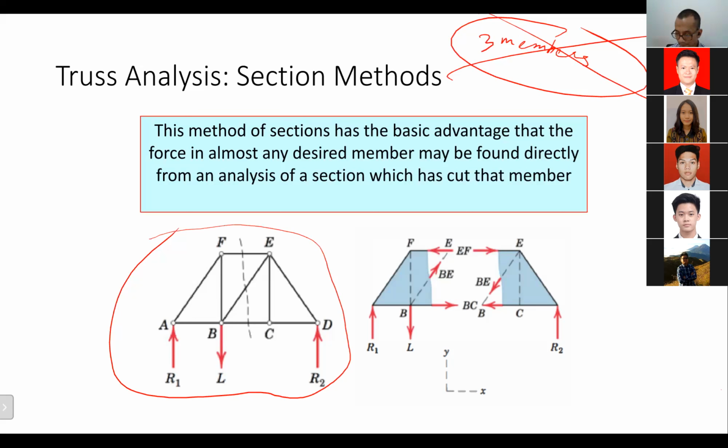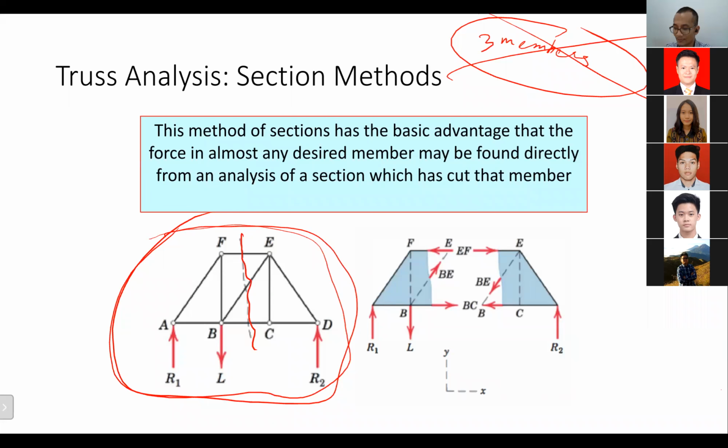Okay, for example, if we have something like this, I want to solve it using the section method, then I will cut it here. My cutting line will cut member EF, member BE, and member BC. Then those cut members, I have to replace with external forces.